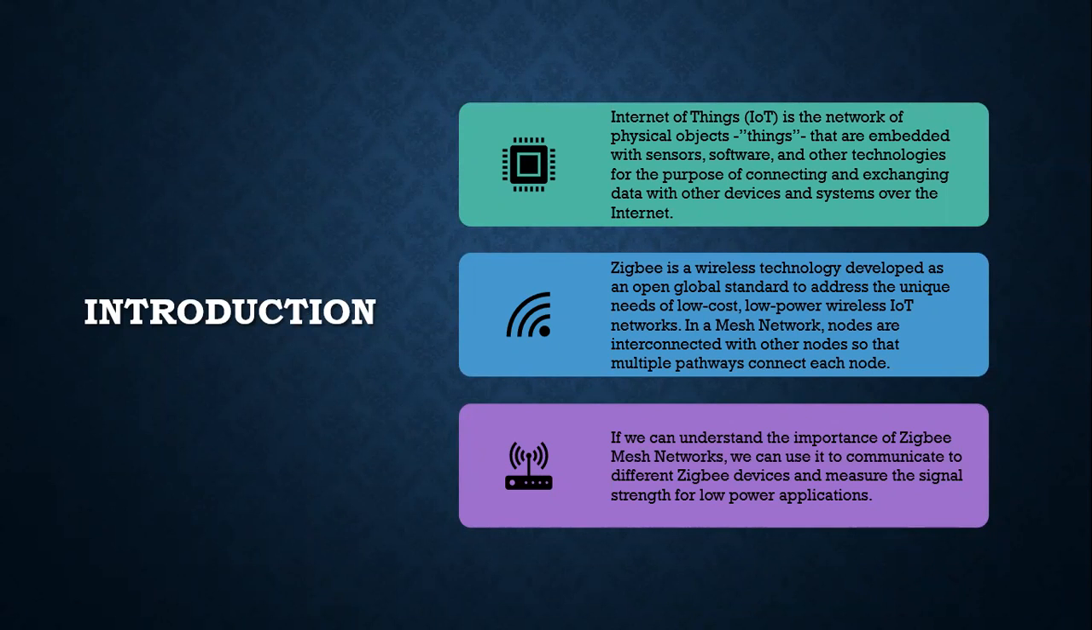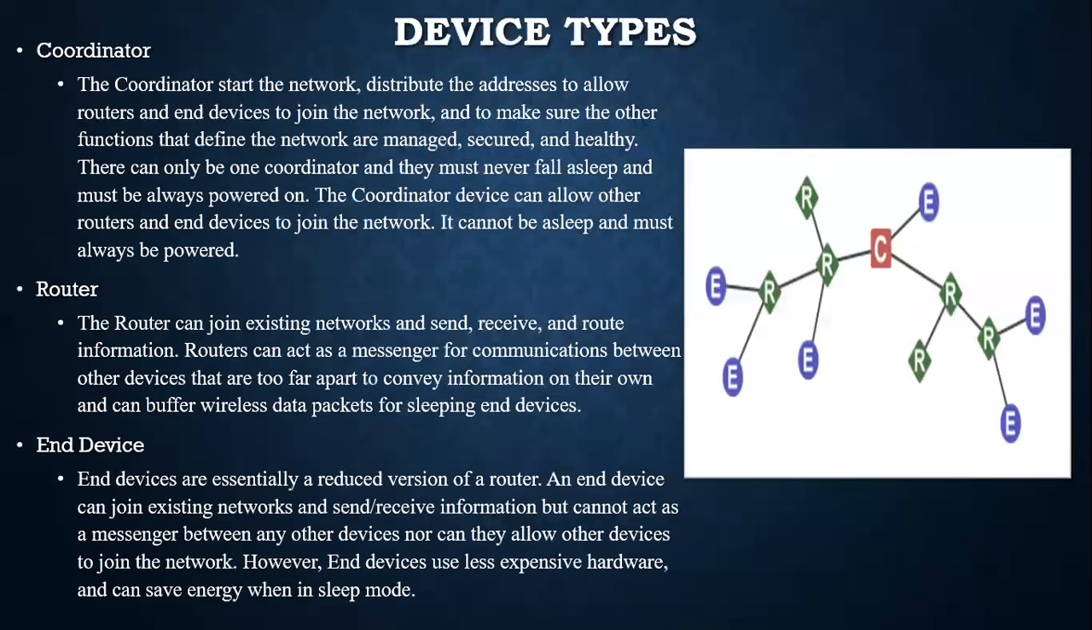In order to do that, I will be using a Zigbee Mesh Network Development Kit. To go over what a Zigbee is, it is a wireless technology developed as an open global standard to address the unique needs of low cost, low power wireless IoT networks. Mesh networks are just nodes that are interconnected with other nodes, so we'll be able to manipulate the network. If we understand the importance of mesh networks, we can use them to communicate with other Zigbee devices and measure the signal strength for low power applications.